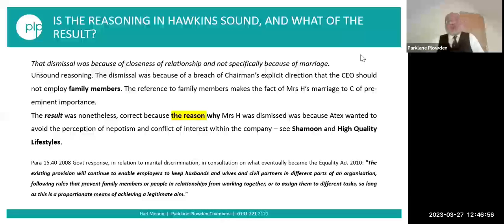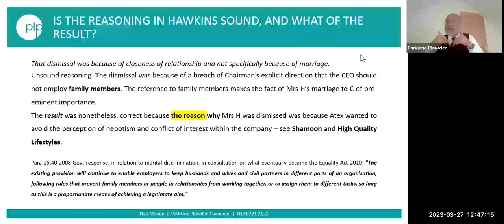Incidentally, both Mrs. Hawkins and her daughter were dismissed. Now, obviously, the daughter won't have any grounds to bring a claim based on marital discrimination. But in Mrs.